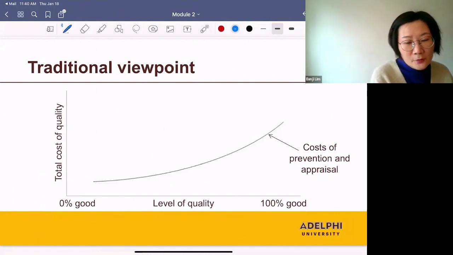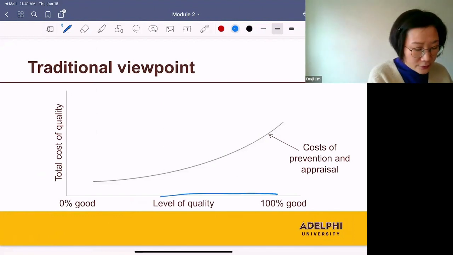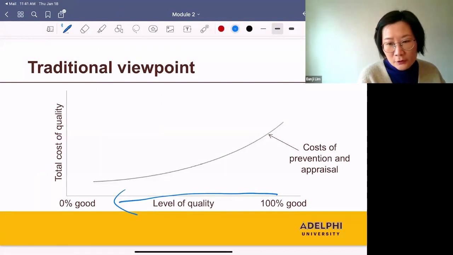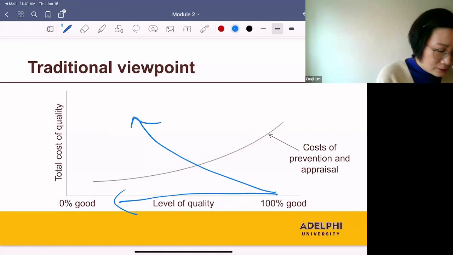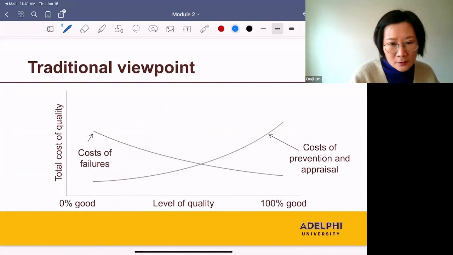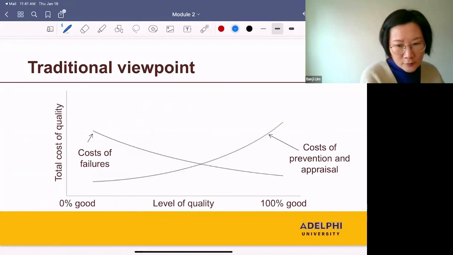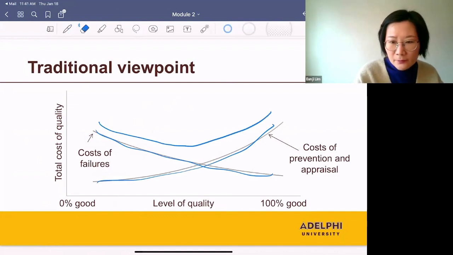Next, how about the cost of internal failure and external failure? So as you go from here to here, we have more failed products. So the cost of internal failure goes up, and likewise, the cost of external failure goes up. So here are the costs of failures. And what's the total cost of quality? It's the sum of all the costs. So if you add these two graphs, you have something like this. This is the total cost of quality.